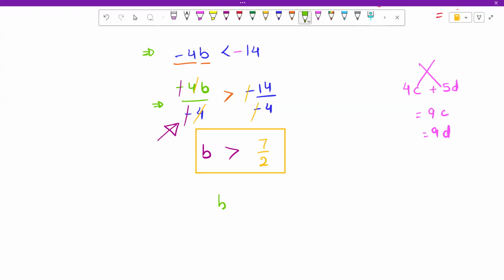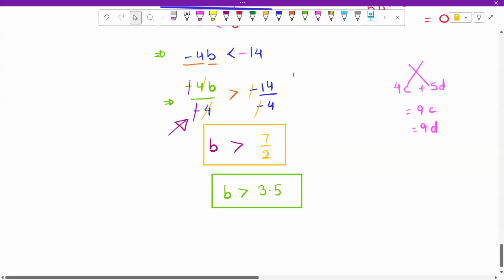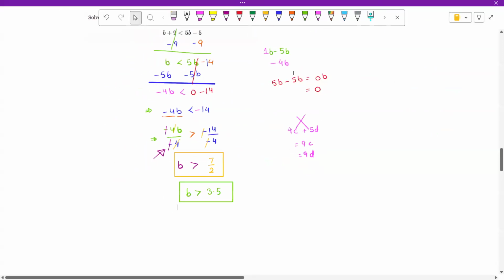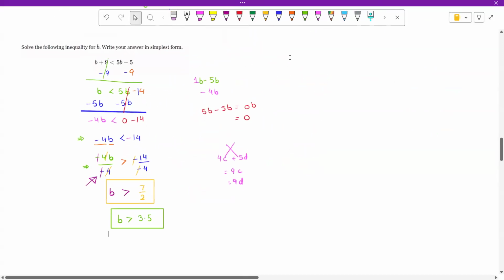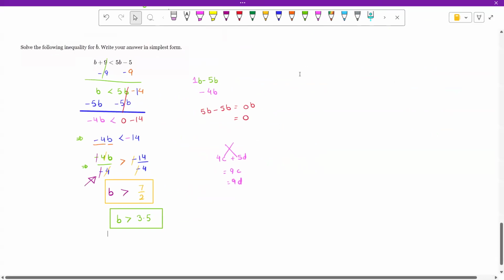If we have to tell in decimals, how much is 7 over 2? 3.5. Very good. So that is our answer. That's what we wanted to find out. Any question here in any part? Here is the whole question. Any part, any question? Let me just review it one more time.